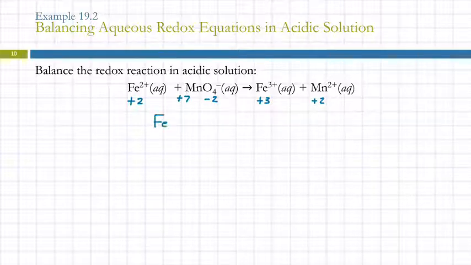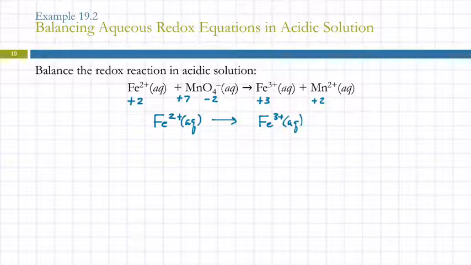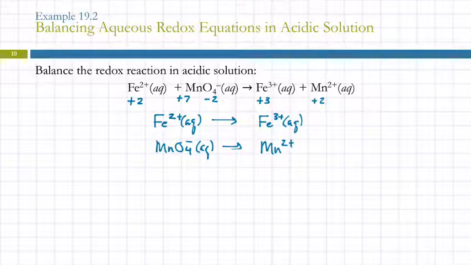So I've got Fe2+, and I've got the thing related to iron on the other side, so that's the Fe3+. And then I've got MnO4- aqueous and Mn2+ aqueous on the other side. I don't want to put iron 2+ going to manganese 2+ because that's going to be impossible to balance, right?